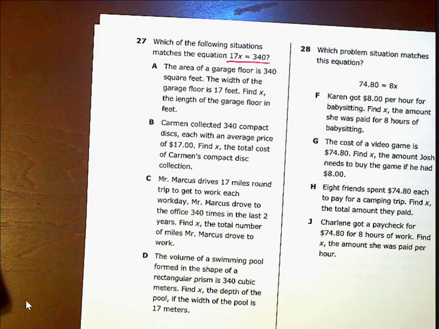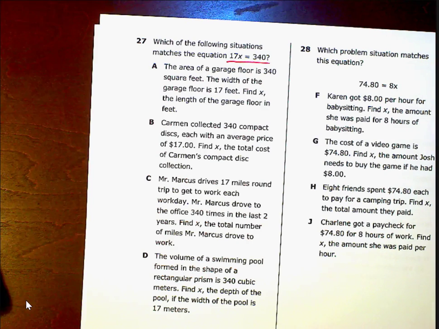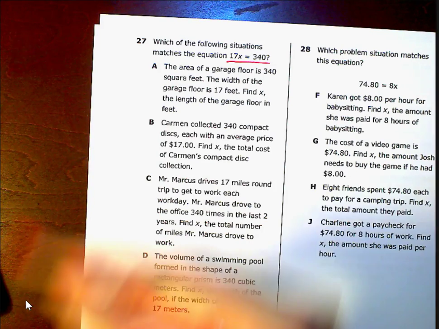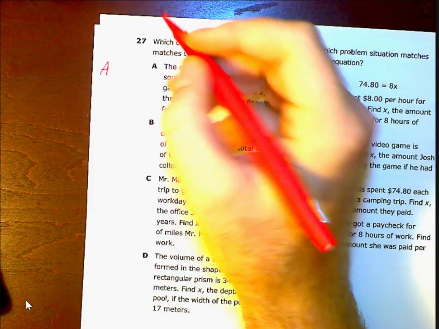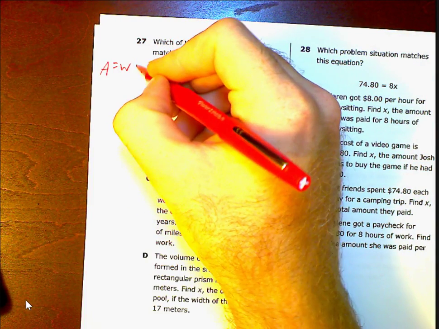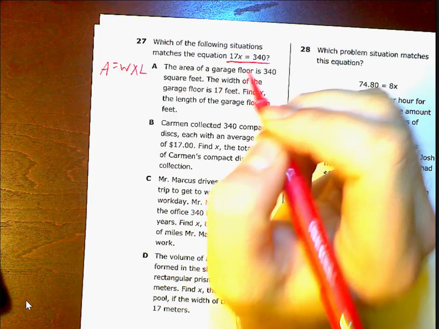So let's go answer choice by answer choice to see what those equations might look like. So for A, the area of a garage floor is 340 square feet. The width of the garage floor is 17 feet. Find X, the length of the garage floor in feet. So for this one, you have to know a little bit of extra knowledge that isn't given to you in this one. You have to know the formula for area. We know that area equals width times length, okay?